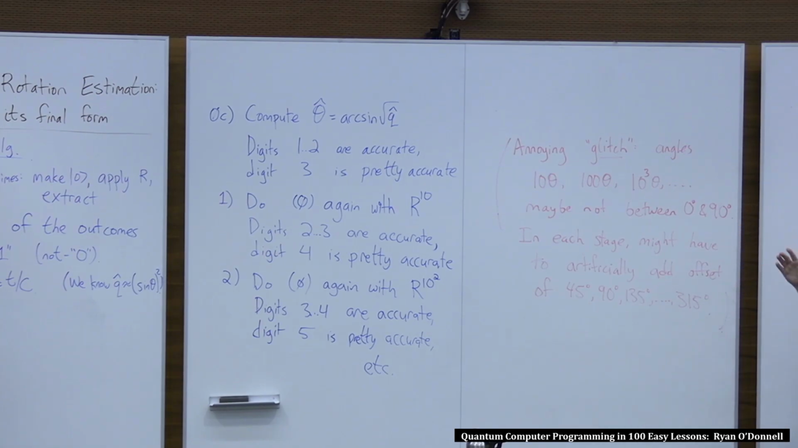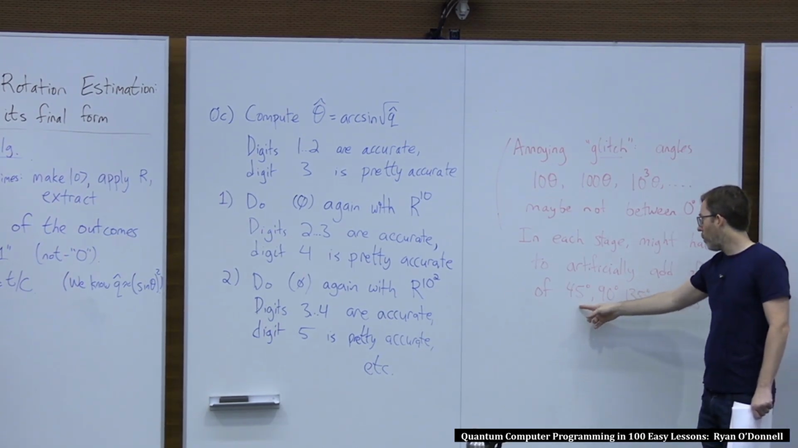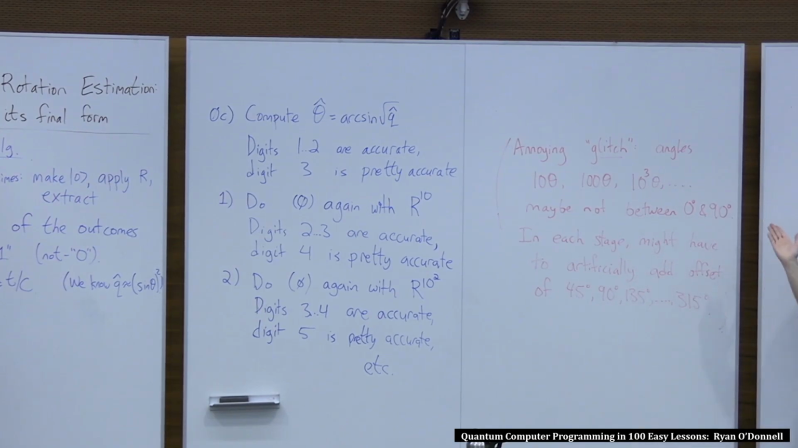So at each of the subsequent stages, you more or less know where theta is, and you're like, man, I wish it was between 0 and 90, because then I could repeat this. So you just add an artificial offset of your own doing, with your own rotation. That could be one of these multiples of 45 degrees, to put it into 0 to 90, and then I'll estimate that, and then I'll undo that. Okay, so this glitch is going to constantly annoy us, but I'll mention it occasionally.